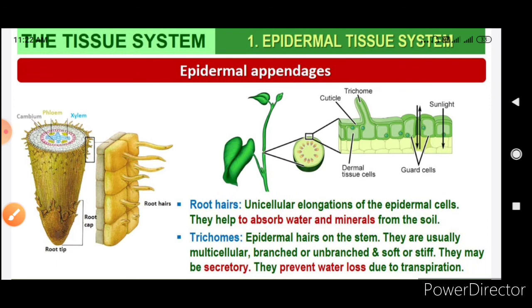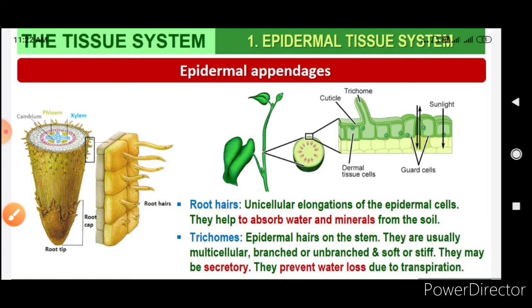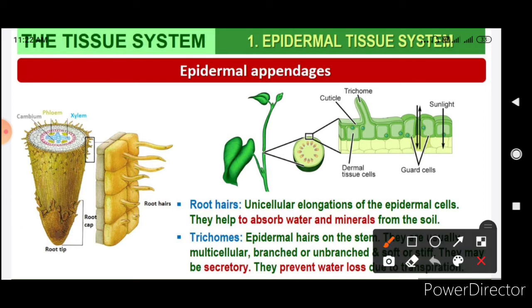Now, epidermal tissue system or epidermal appendages. These are the root hairs and the trichomes. Root hairs, you have to remember, are always unicellular elongations of the epidermal cells. They are required for the absorption of water and minerals from the soil. When we talk about trichomes, epidermal hairs present on the stem are called trichomes. They are usually multicellular, branched or unbranched, soft or stiff, and they may be secretory. They prevent water loss due to transpiration.